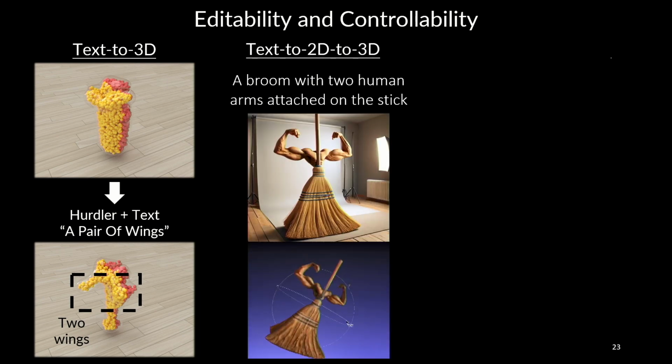Another potential and promising direction is doing text to 2D and then to 3D. The reasoning here is that there is much, much more data in the 2D space compared to the 3D space, so your generative models perform much better in the 2D space. And then our job is to project that signal to the 3D space. For example, this is a broom with 2 human arms attached on a stick. And then we can actually have a 3D shape of that, and integrate that into a robot design.